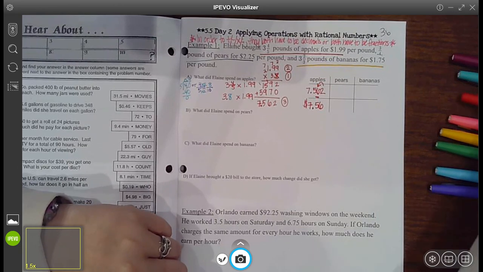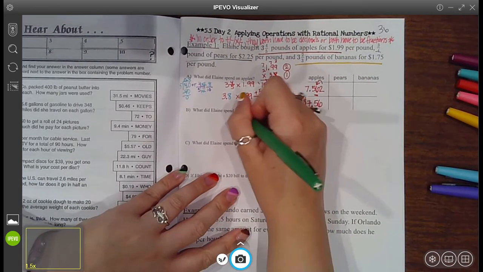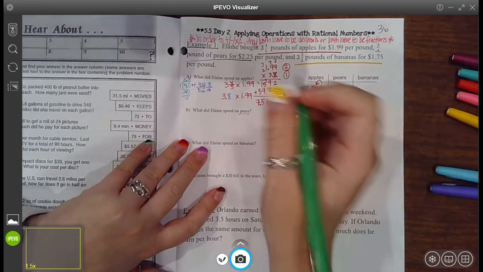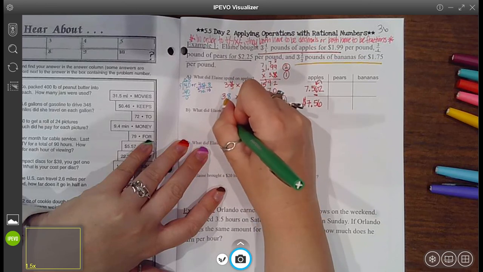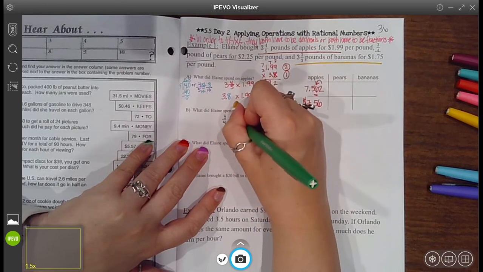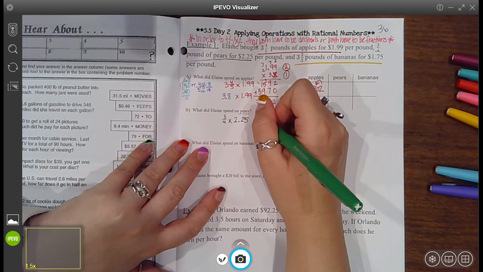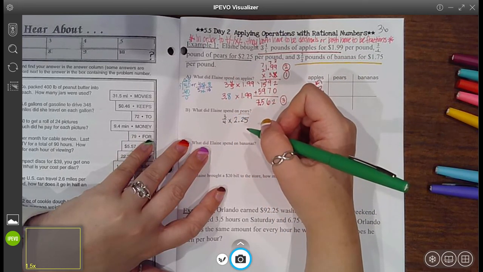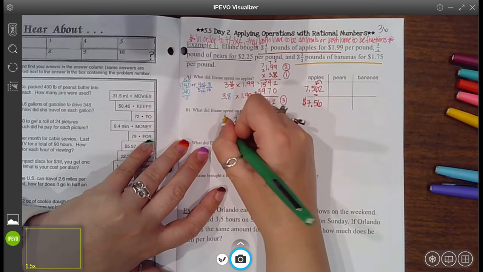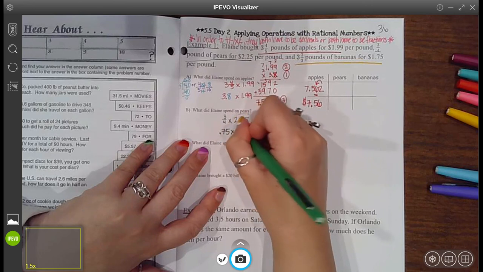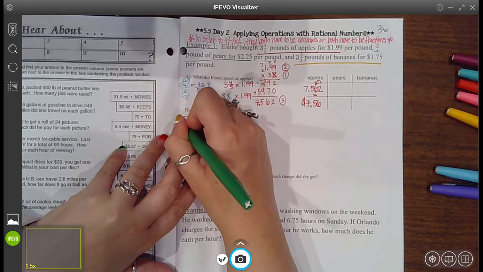Let's go ahead and take a look then at how much we spent on pears. Well, I bought 3/4 pounds of pears at $2.25 per pound. I need to change them both to decimals. Some of you guys haven't memorized that 3/4 is 0.75. That's fine. If you didn't have that memorized, you could take the top, divide it by the bottom.